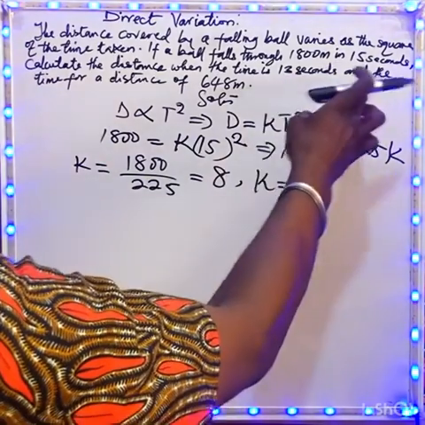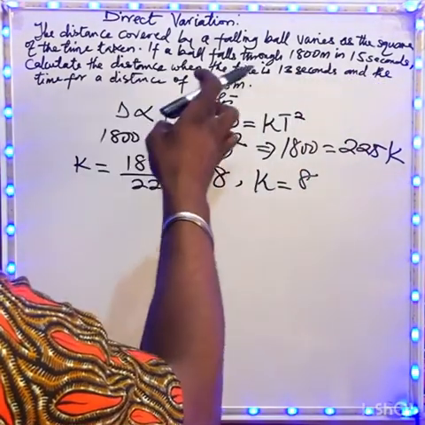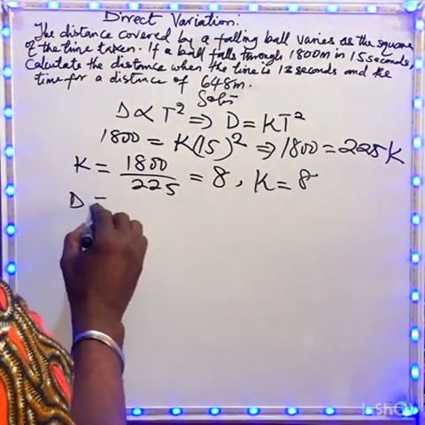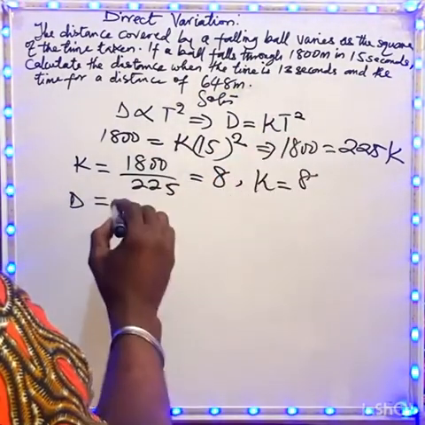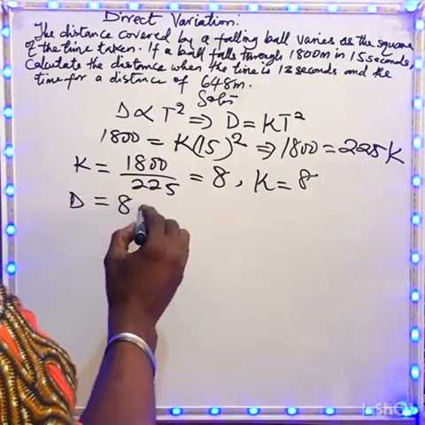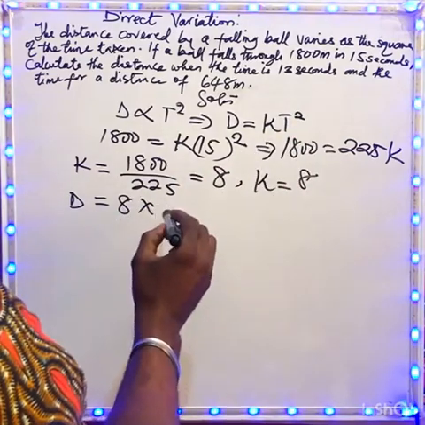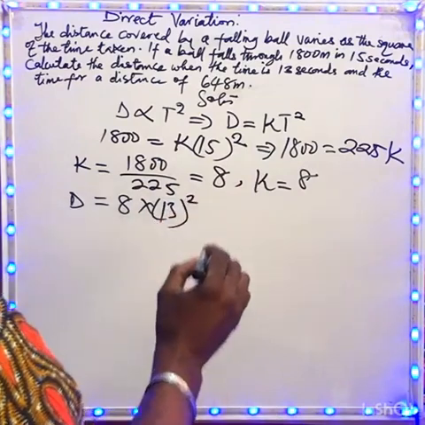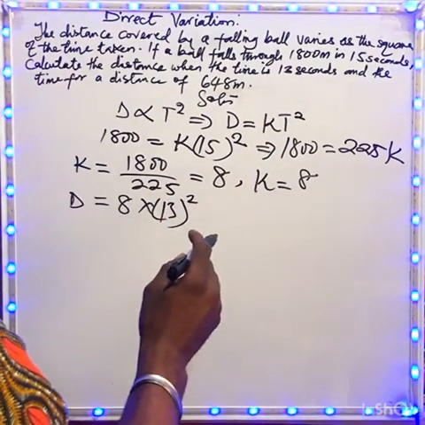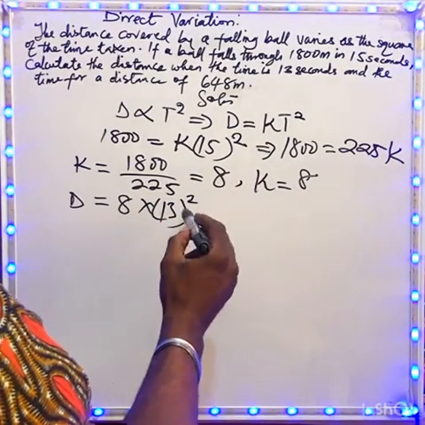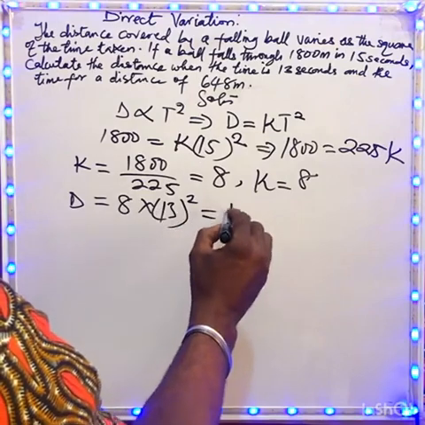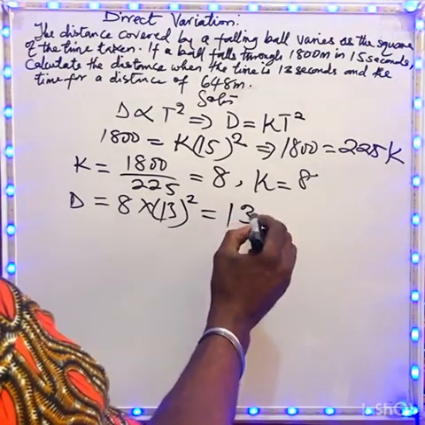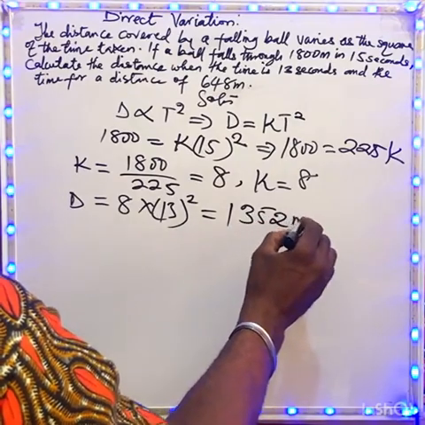But we are told to calculate the distance when the time is 13 seconds. So the distance is equal to k t squared. Now k is 8 multiplied by t squared. The time is 13 seconds, so that's 13 raised to power 2, which is 169 multiplied by 8. So it will give you 1,352 meters.